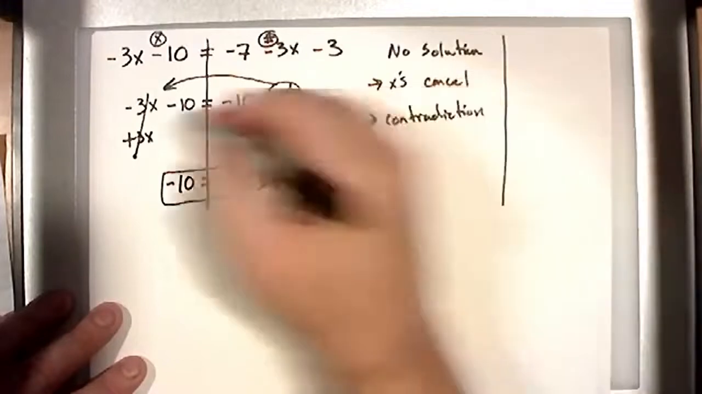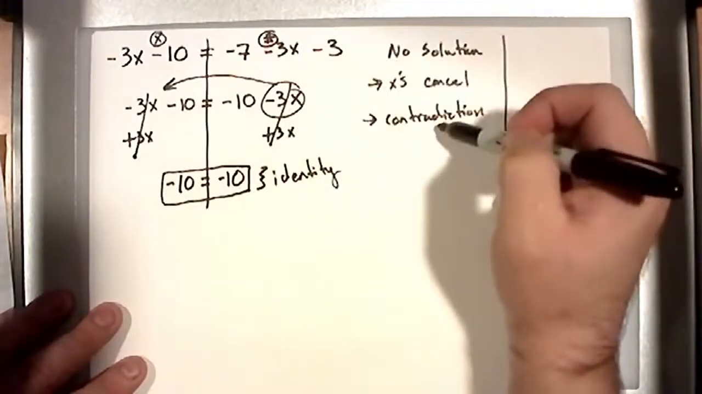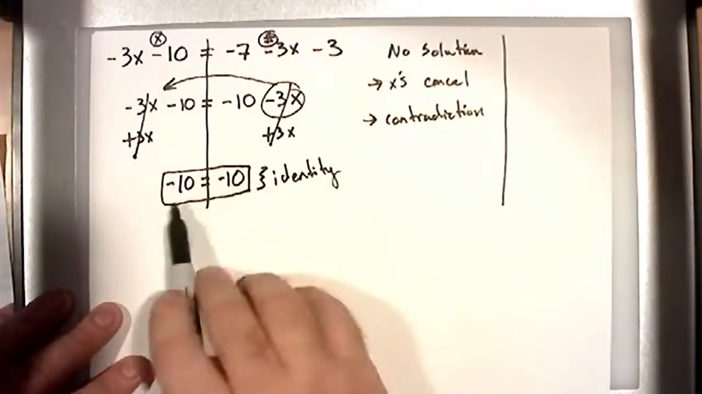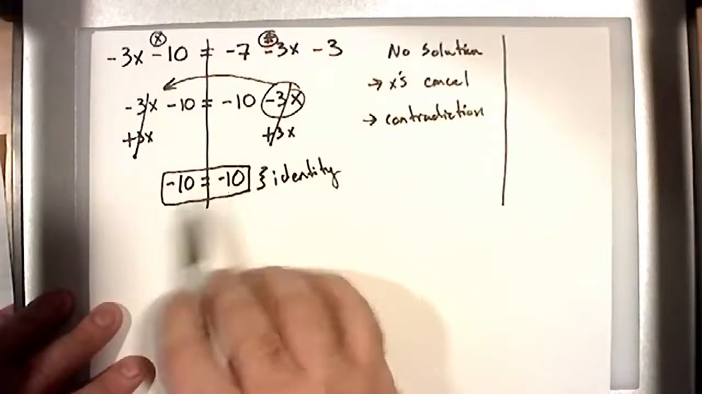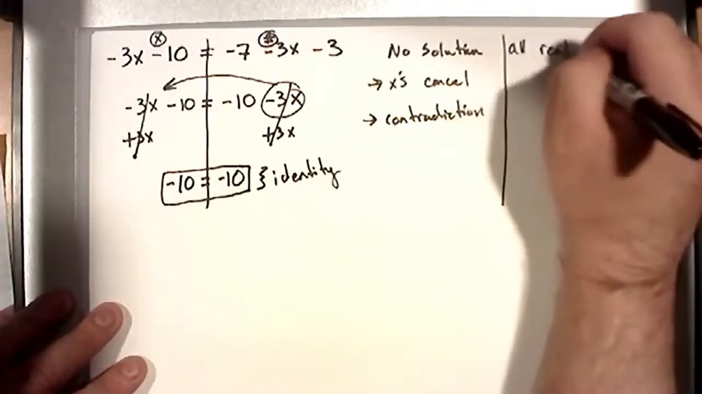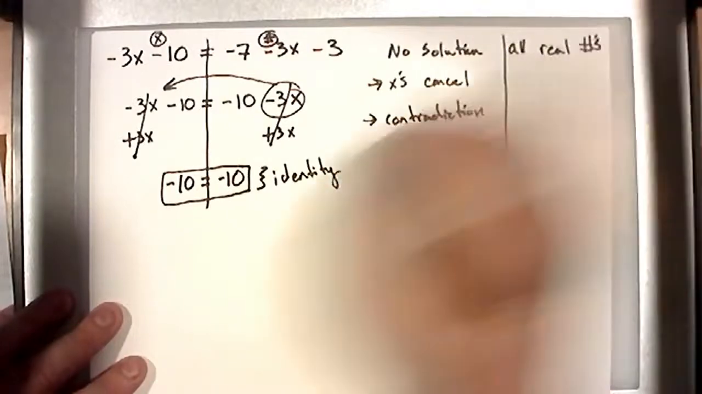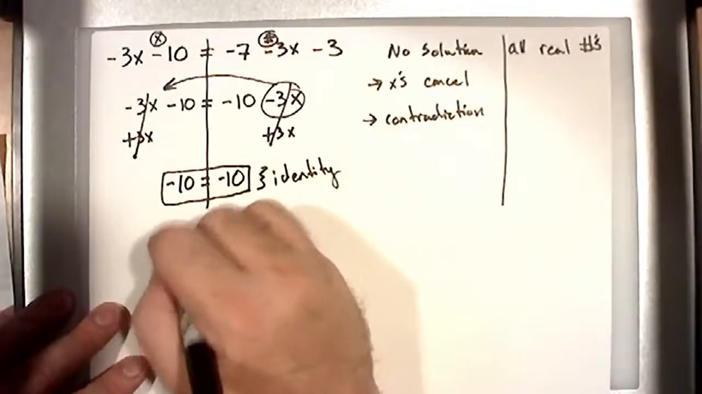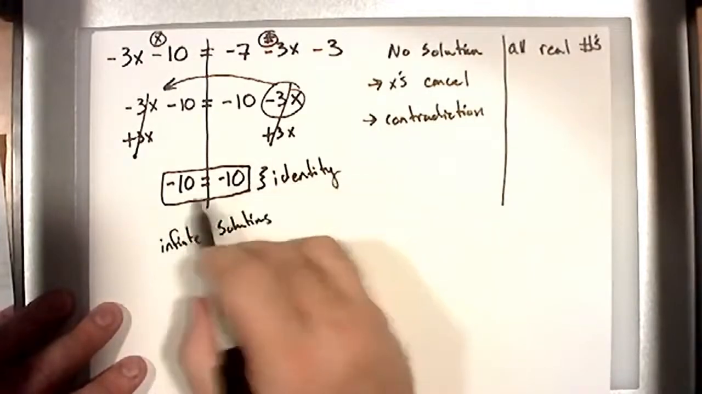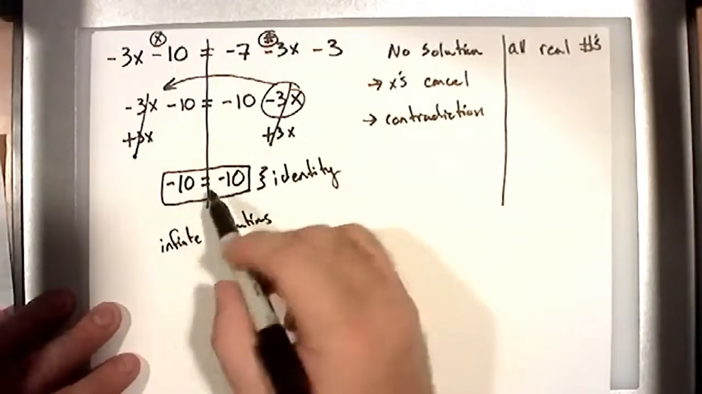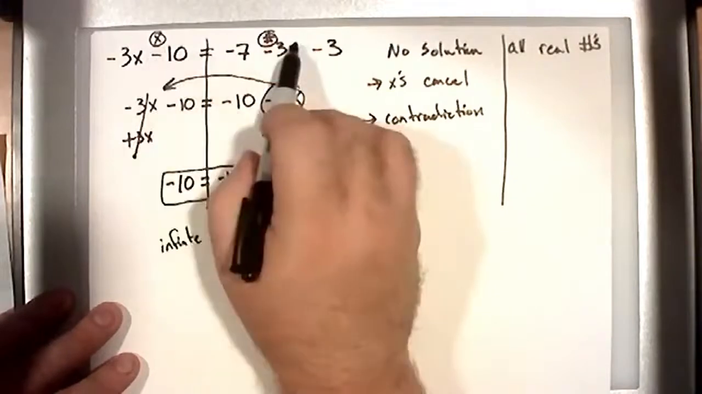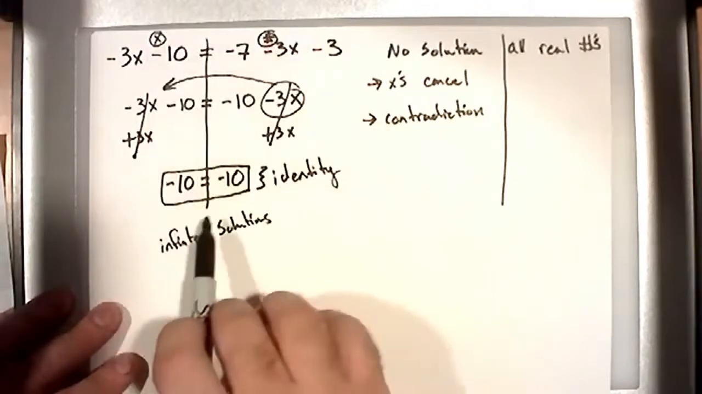So your x is canceled, which they did, but you'd be left with a contradiction. We don't have a contradiction here. We have something true, so it's called an identity. 3 equals 3, -10 equals -10, or whatever. So that's all real numbers. What this is saying is that, or the other way to say this is, infinite solutions. Think about it. -10 equals -10 all the time, no matter what. So if this equals this, then this equaled this, and then this equaled this. You have the same thing on both sides the whole time.